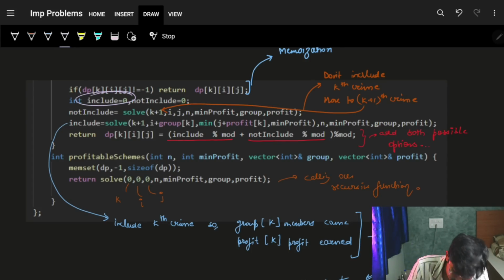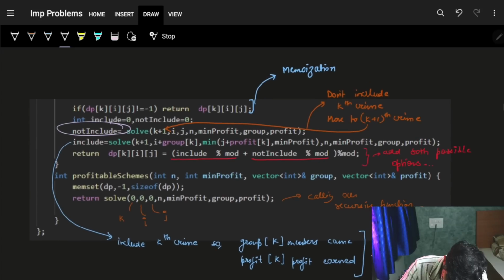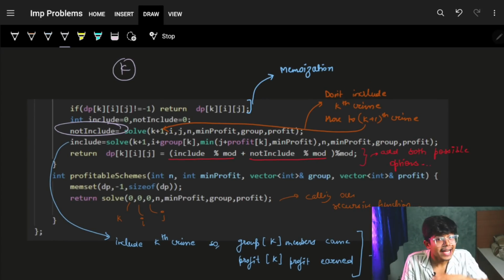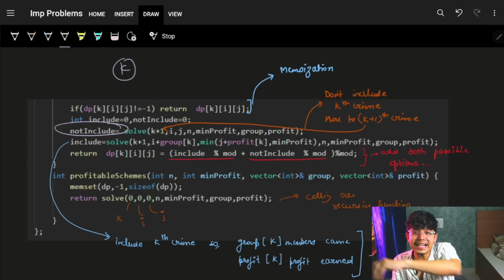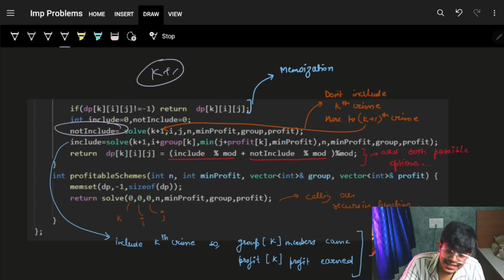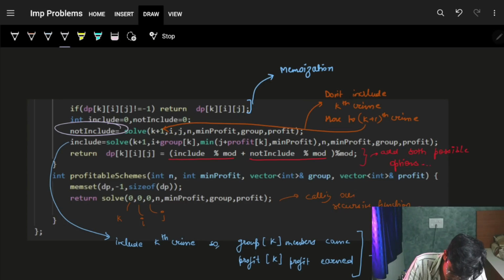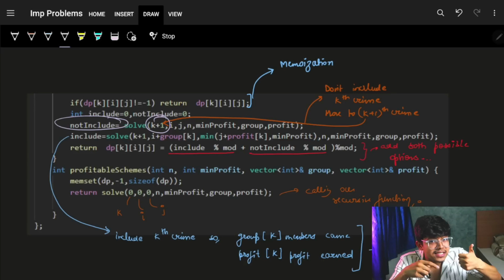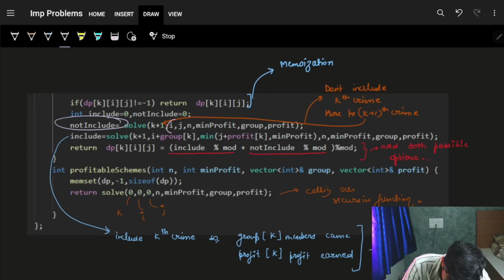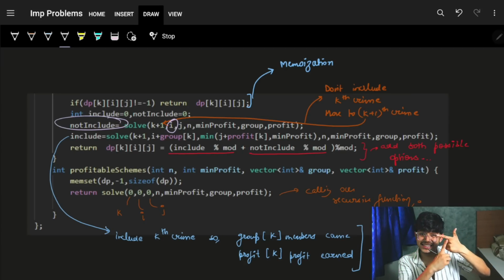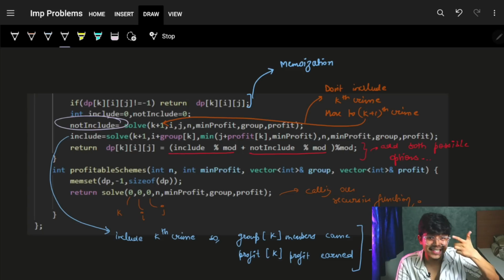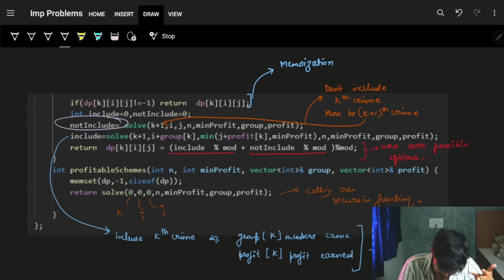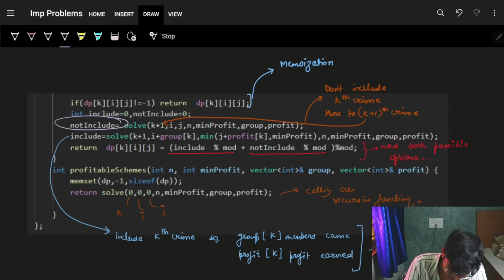If I do not execute that crime, which means I am on the kth crime and I don't execute it, no worries, I move on to the next crime, which is the k plus 1th crime, because I'm starting from the 0th crime. As I am not executing this crime, the number of members will not increase, so it remains the same as the existing number of members. And as I'm not executing this crime, the profit will also not increase. Profit remains the same. Thus, I just go on to the next crime.